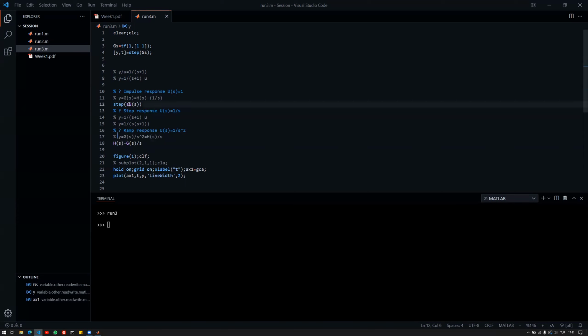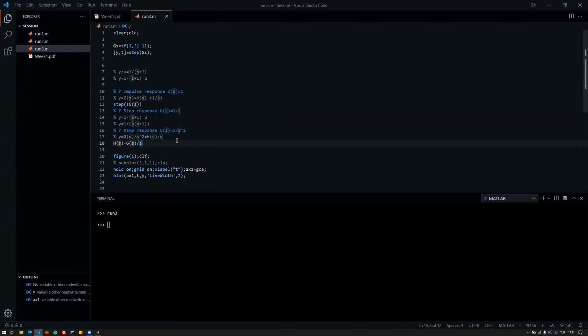I provide a S times GS, and in the Laplace domain, this will be multiplied with 1 divided by S. So S will be canceled out, and it will basically correspond to the inverse Laplace transform of GS. Here, the same, I provide GS divided by S, and the step function behind the scenes will add another 1 divided by S. So I will end up with GS divided by S squared, and the inverse Laplace transform of that will correspond to the ramp response.